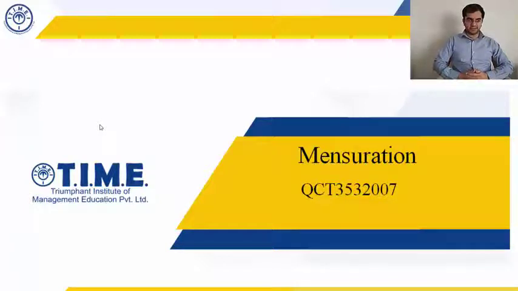Today's topic is mensuration and we will be using the handout QCT 353-2007. I hope you have this handout with you. Even if you don't, it's perfectly alright because I will be posting the questions on the slide and I will also be taking some more additional questions to deepen your understanding of the topic.